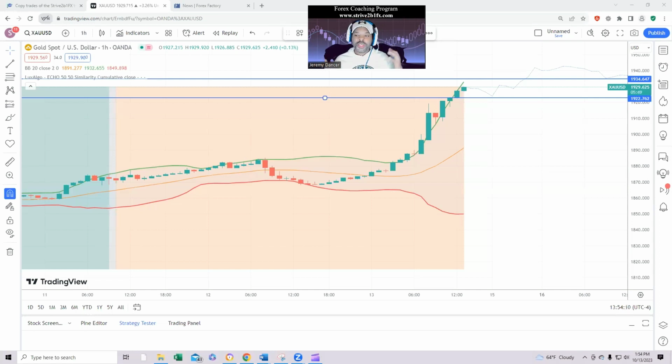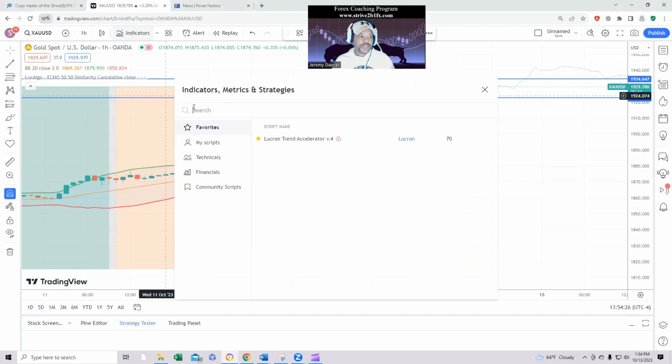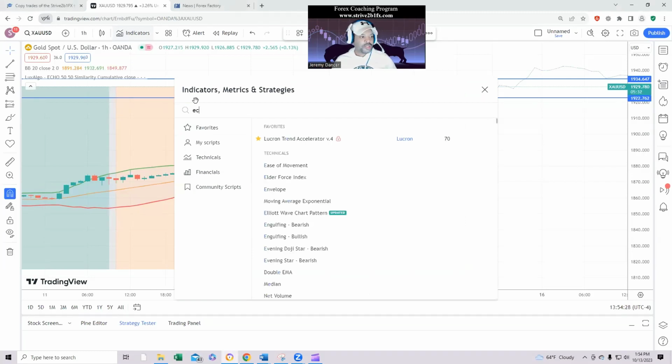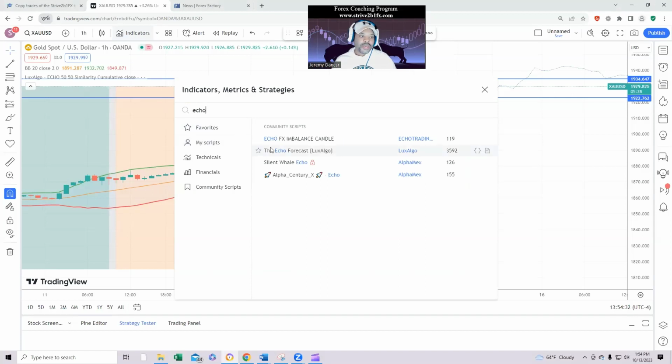Okay, guys, so the indicator that we're going to be talking about today is called the Lux Algo Echo Indicator. The way we get into this indicator is from tradingview.com. Once you're logged in, go ahead and click on indicators, and then in the search bar, type in Echo, and you're going to see the Echo Forecast Lux Algo Indicator. There should be 3,592 people currently using this indicator.